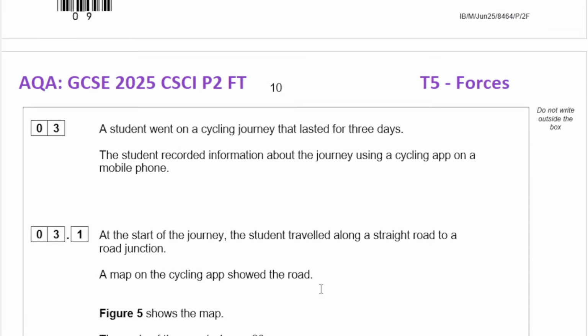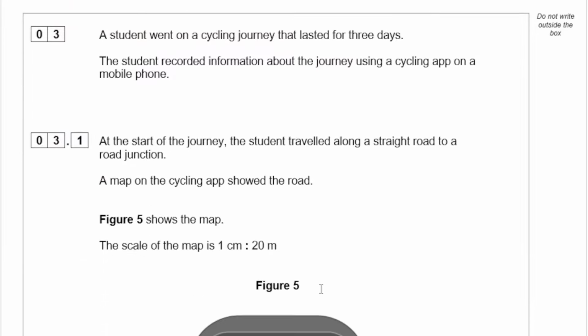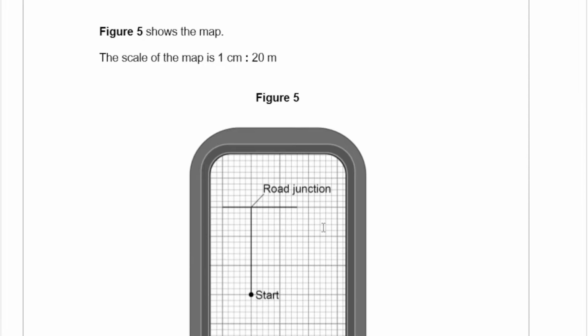Question 3 is on the topic of forces. A student went on a cycling journey that lasted for 3 days. The student recorded information about the journey using a cycling app on a mobile phone. At the start of the journey, the student traveled along a straight road to a road junction. A map on the cycling app showed the road. Figure 5 shows the map.